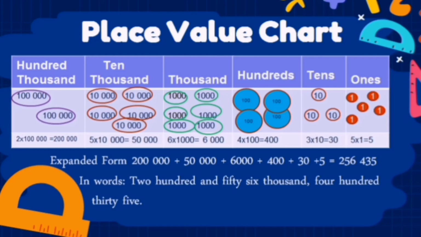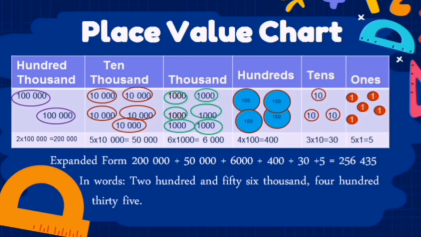Students, as I have told you before, the place value of a digit increases by 10 times as we move left on the place value chart and decreases by 10 times as we move right. So how do we read this number?